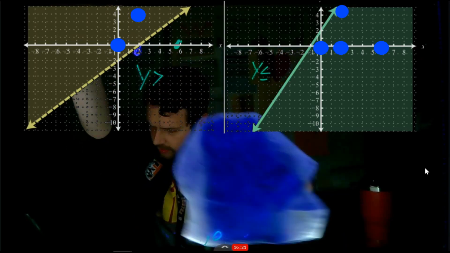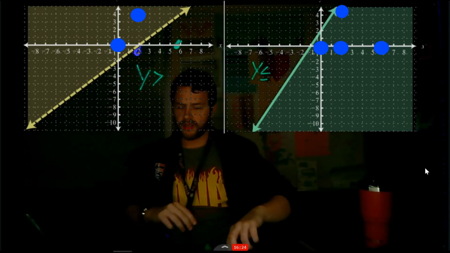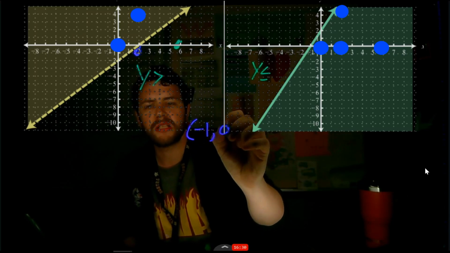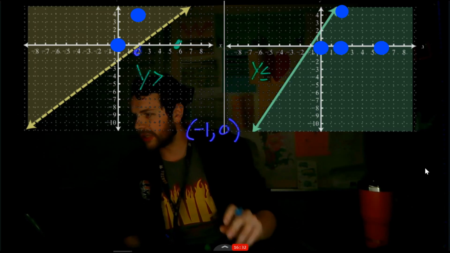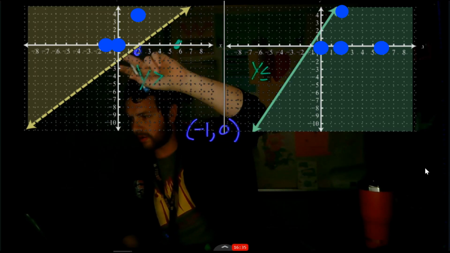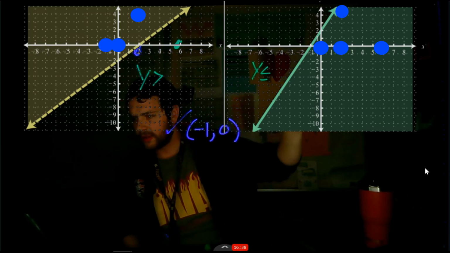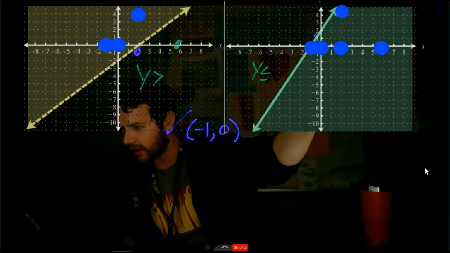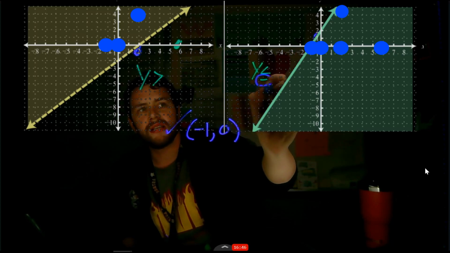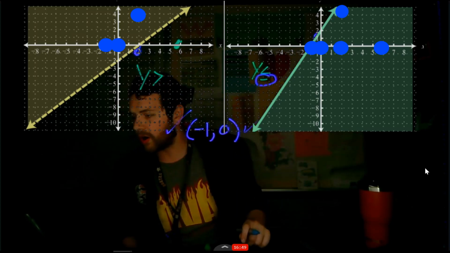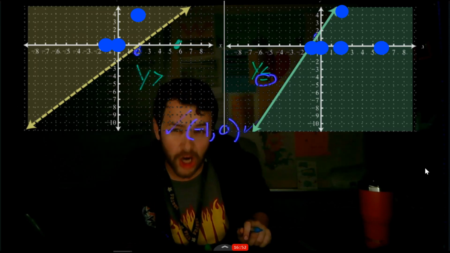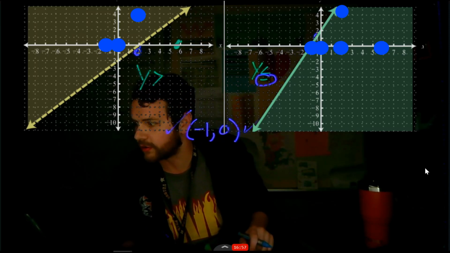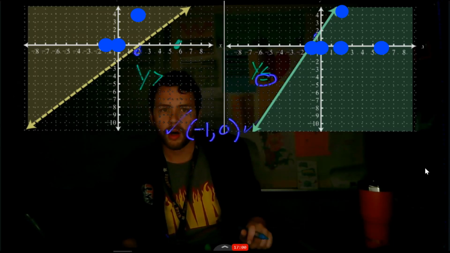Some more to do here, and then I'll be done with this lesson video. Let's do -1 and 0: 1 back, 0 up. On this one, it's somewhere in this area over here, so definitely a part of the solution. This one, -1 and 0, is right here. It's on the solid line, and we know that the solid line is equal to. So yes, it is a part of the solution for both. If the point is on a dashed line, it is not a part of the solution. If the point is on the solid line, it is a part of the solution. Let's do two more, and we'll call it a day.